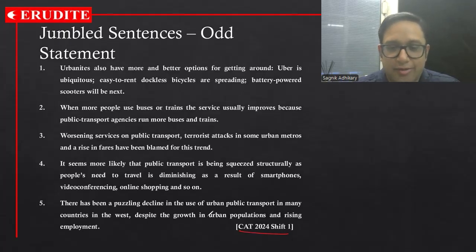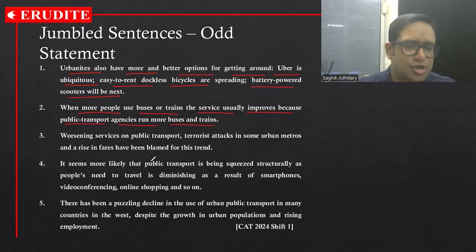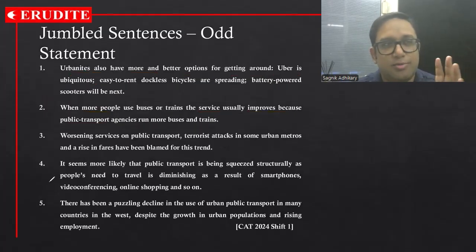This question is from CAT 2024, the first shift, the morning shift. This says, urbanites also have more and better options for getting around. Uber is ubiquitous, easy to rent, dockless bicycles are spreading, battery-powered scooters will be next. So this seems like it is talking about modes of transportation, public transportation available to people in urban areas, urban settings. 2 says, when more people use buses or trains, the service usually improves because public transport agencies run more buses and trains. So again, we seem to be on the right track.